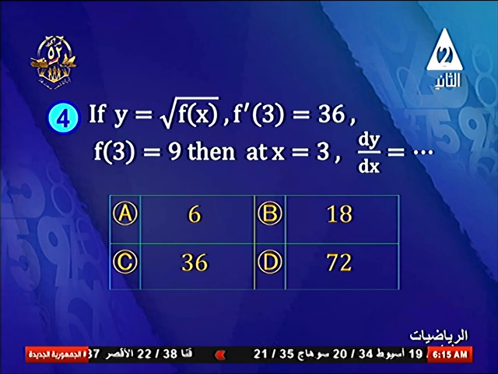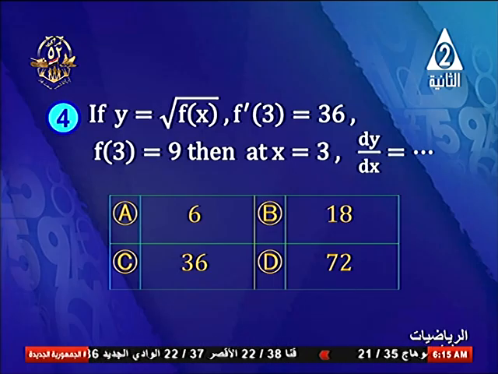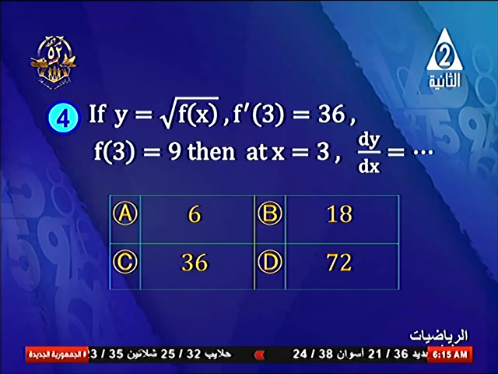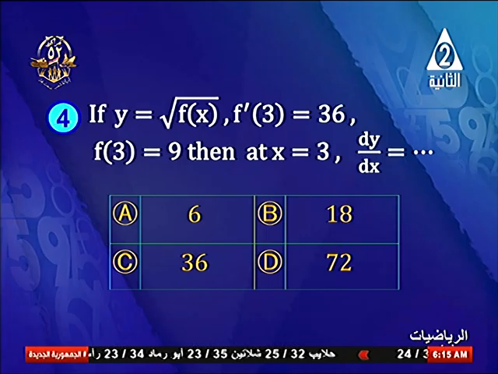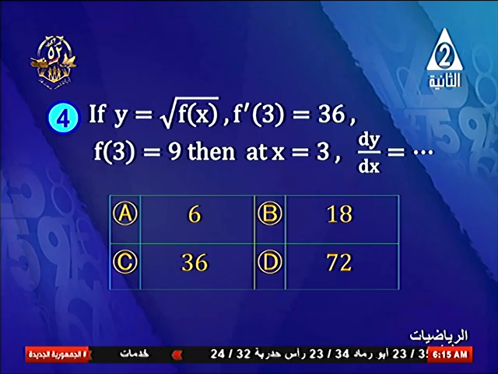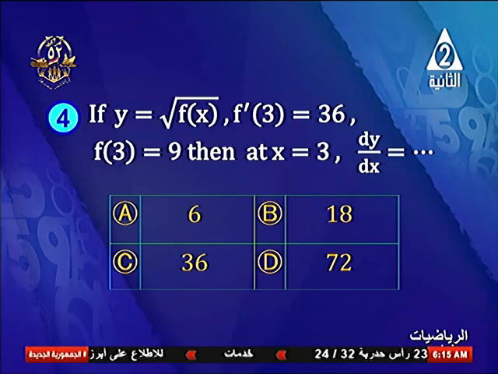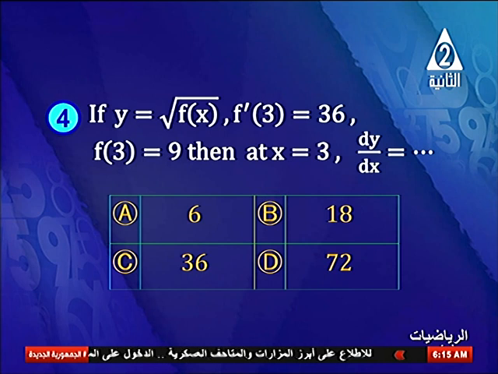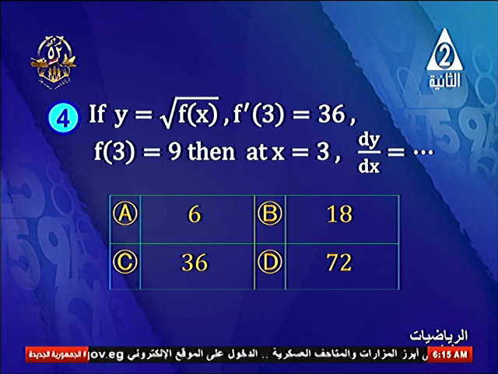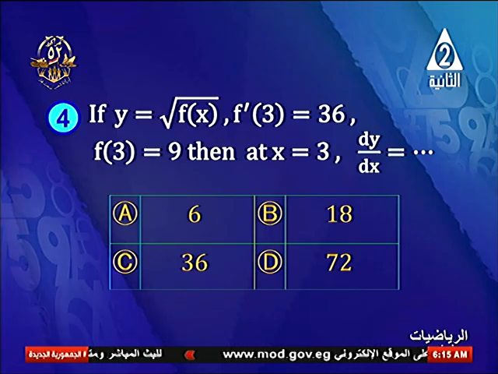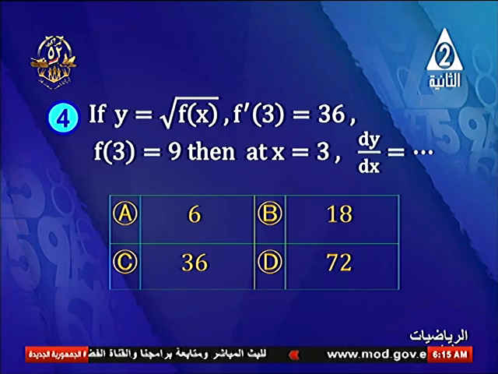Now we move to another example. If y equals square root of f of x, and f dash of 3 equals 36, f of 3 equals 9, then at x equals 3, what is dy over dx? Choose the correct answer. Number A, 6. Number B, 18. Number C, 36. Number D, 72. Look at the solution.